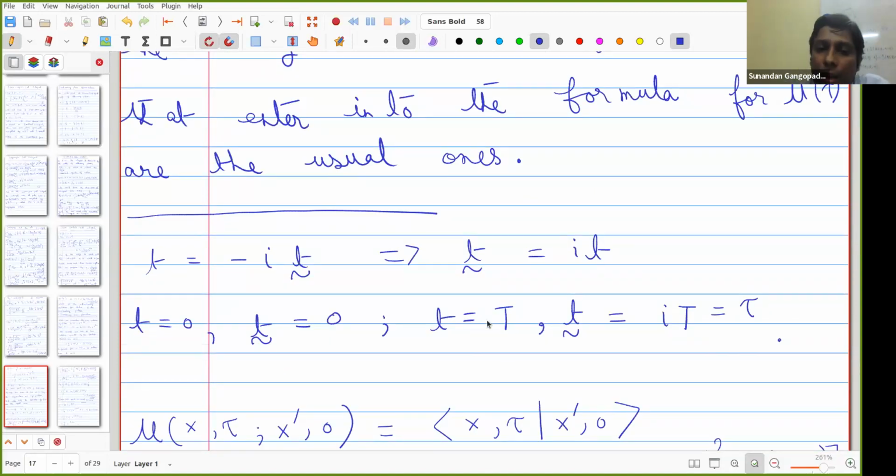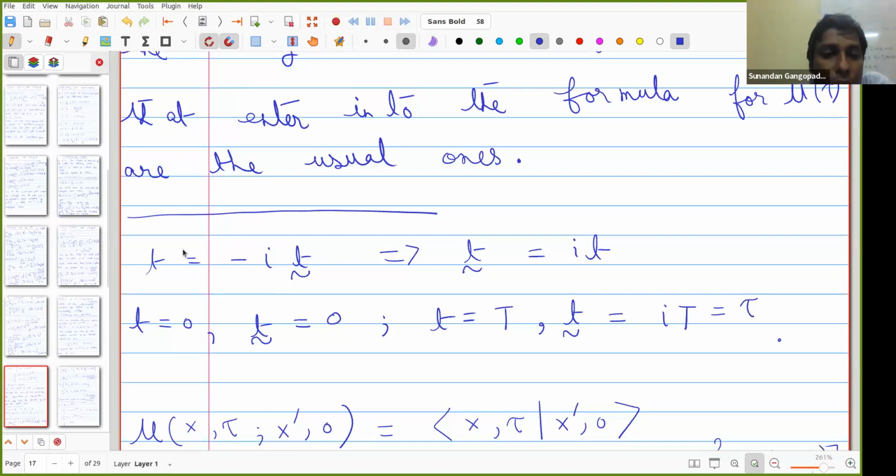Now, once again, we shall carry out the same exercise and see what is the status of the path integral, of the configuration space path integral. So once again, I rotate the real time axis. I set t to be equal to minus i t tilde.